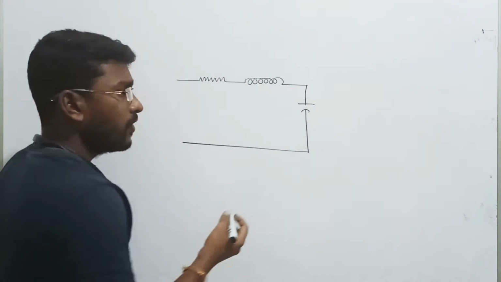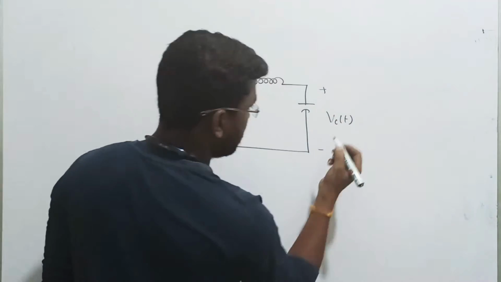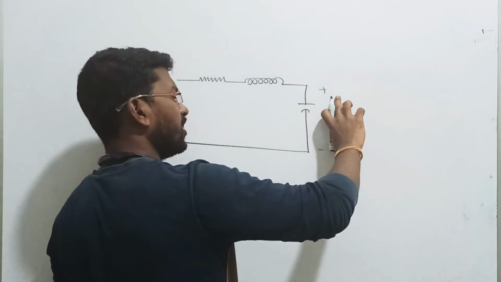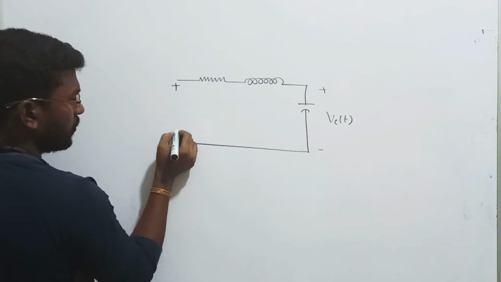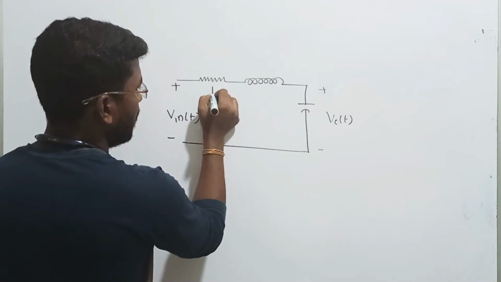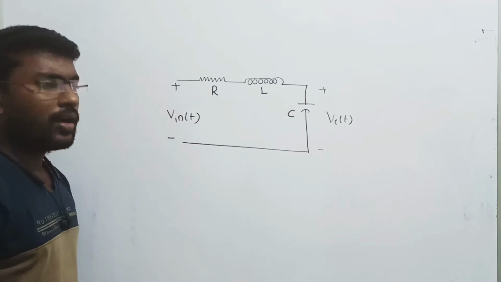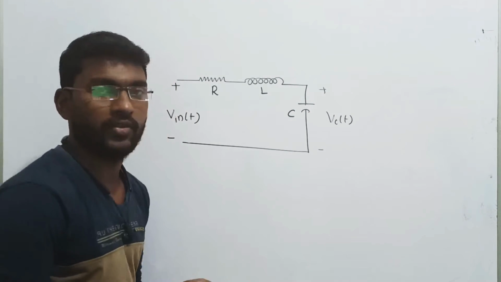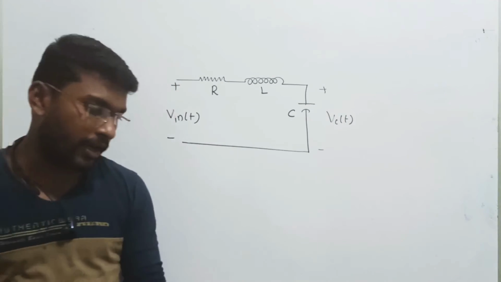Now we are going to measure the voltage across the output, that is, the voltage across the capacitor. The input voltage is simply written as V in of t. That is going to be R, inductor L, and capacitor C. Now we have to write the state model for this given network. Very simple, guys. Electrical network I have already told you about.